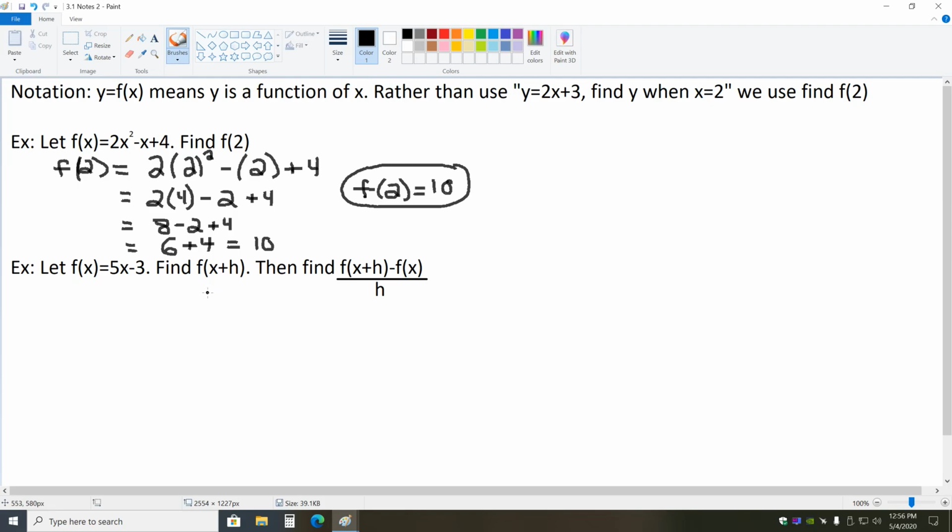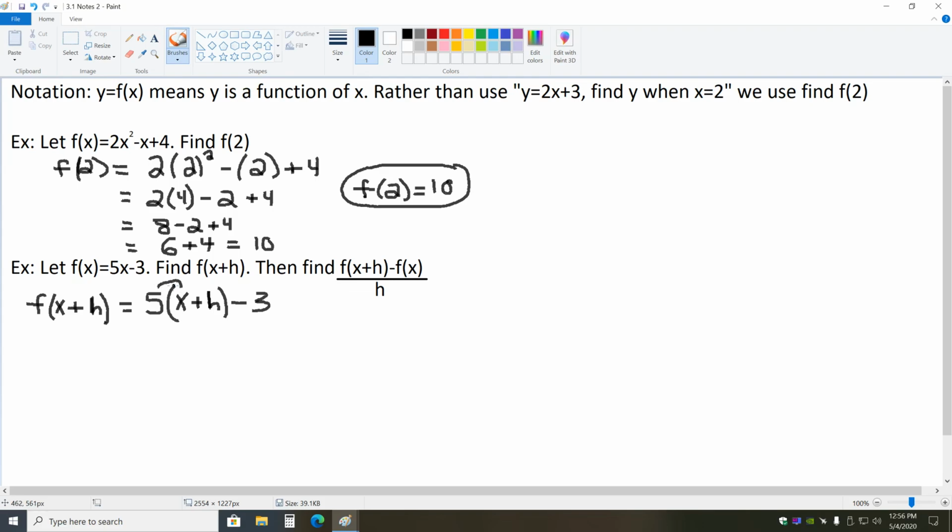To find f of x plus h, it's going to work the same way as when we found f of 2. We're plugging in x plus h everywhere we see an x in the original problem. So that's going to give us 5 times the quantity of x plus h, minus 3. Always remember, whatever is in parentheses next to this f replaces wherever you see an x in the problem.